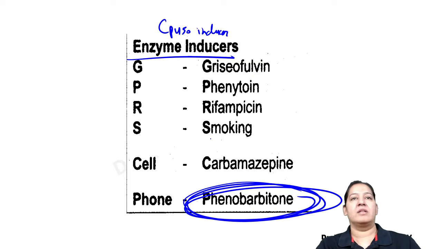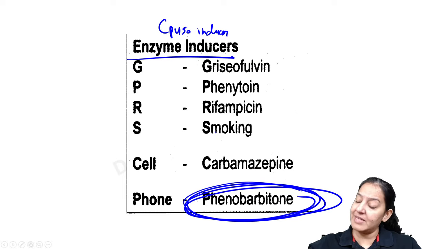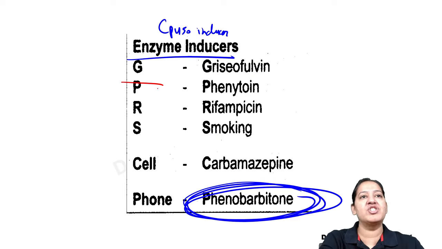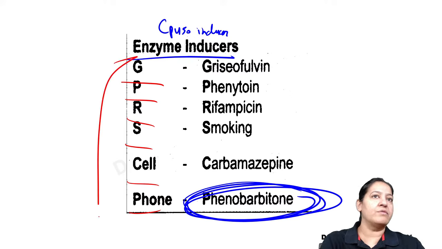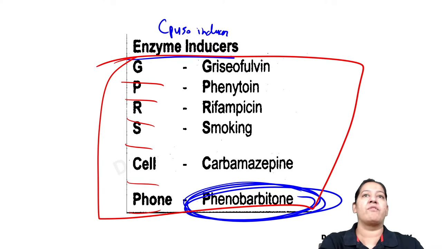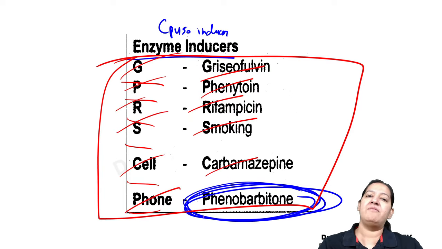So don't give them with other drugs. So you know other enzyme cytochrome P450 inducers. The mnemonic is GPRS CCP. You should know the list of these drugs which induce cytochrome P450. G for griseofulvin, P for phenytoin, R for rifampicin, S for smoking, C for carbamazepine, and P for phenobarbital, which is the most important barbiturate.